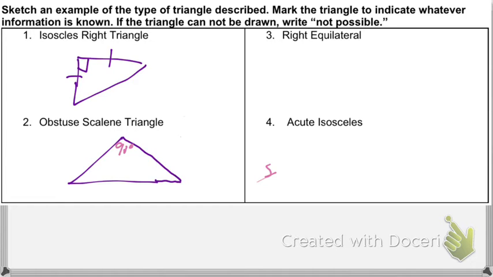Okay. Number 3. Dominic, do you have an example of this I could draw? It's not possible. So if it's a right triangle, then one of the sides has to be longer than the others because it's the hypotenuse. But if it's equilateral, all 3 have to be the same length, and it has to be equiangular. So you can't have it be equiangular and right, and you can't have it right and yet equilateral.